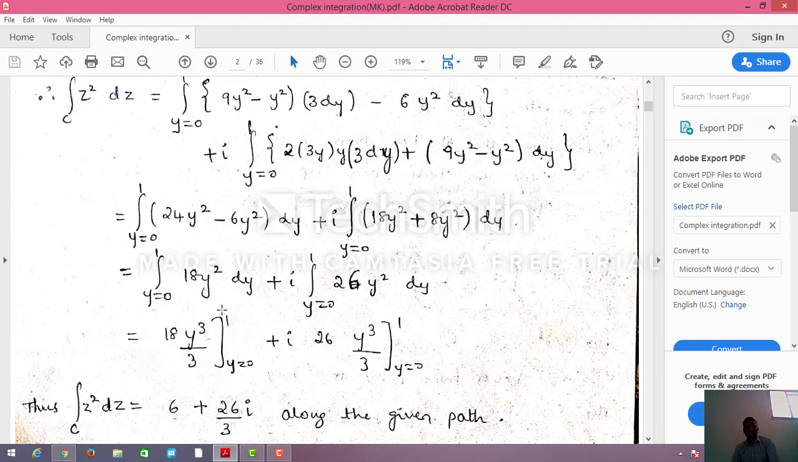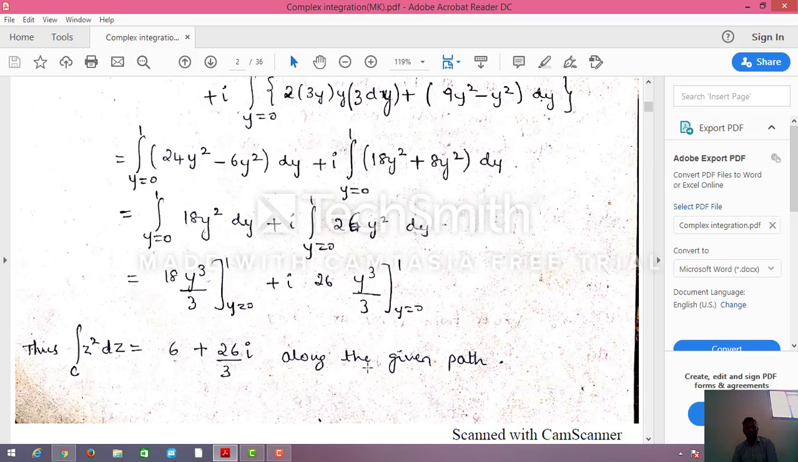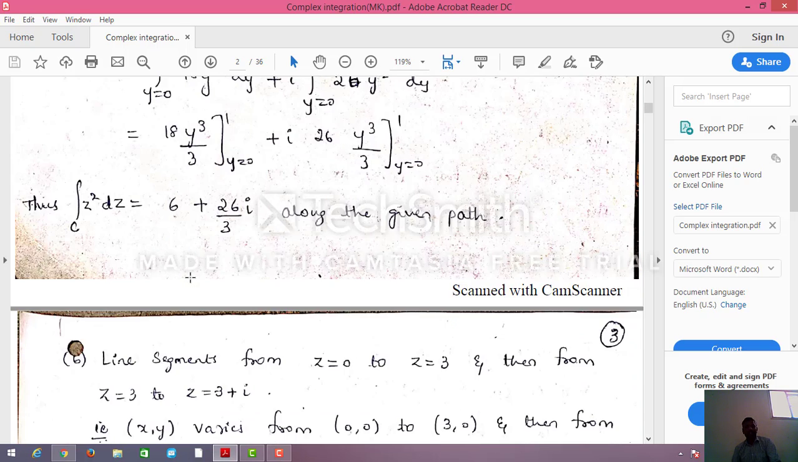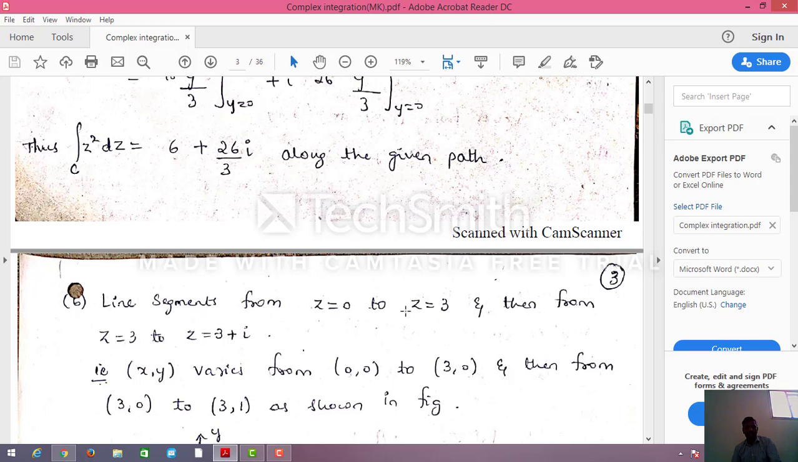If you integrate this, the integration of y square is y cube by 3, so 18y cube by 3, y equal to 0 to 1, plus i into 26 into the integration of y square dy, which is y cube by 3, y equal to 0 to 1. 18 by 3 is 6, then here 26 by 3 into i. We apply the lower limit, it should be 0, so only the upper limits we are applying here. This is one part. Next, another part should be the line segment from z equal to 0 to 3.